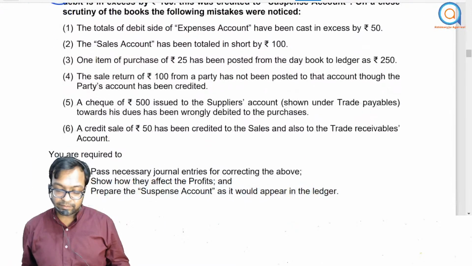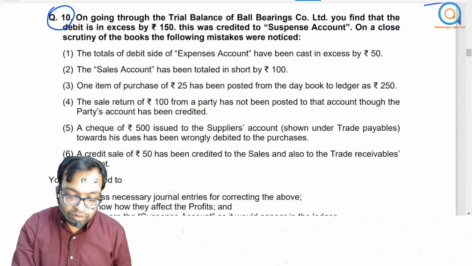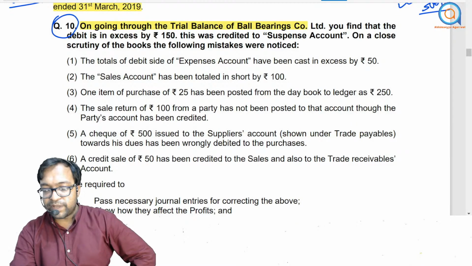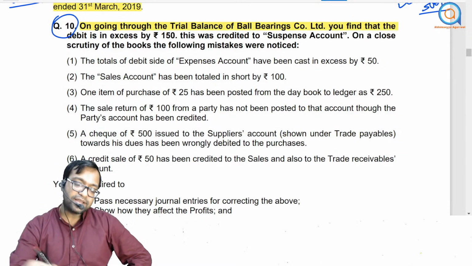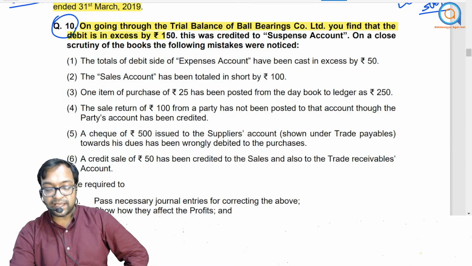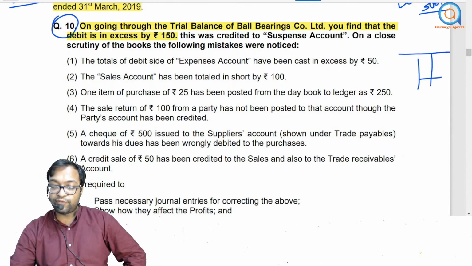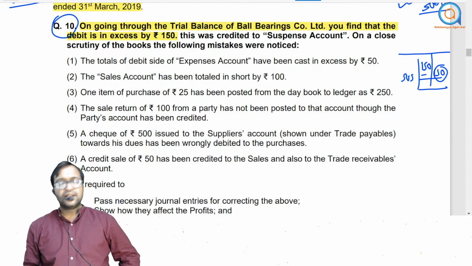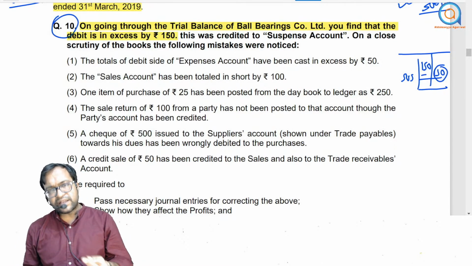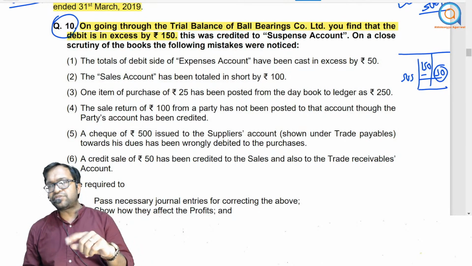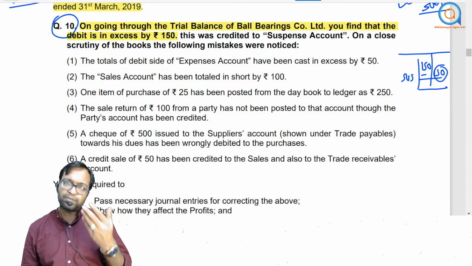Look, what are they saying? On going through the trial balance of Ball Bearing Company Limited, you find that debit is in excess by 150. So you are preparing a trial balance and you find debit is extra 150. That means a suspense account is to be opened with a 150 credit balance. So in other words, from this line it is clear that our suspense account has a credit balance. And because they have prepared a trial balance, this case is after preparation of trial balance.